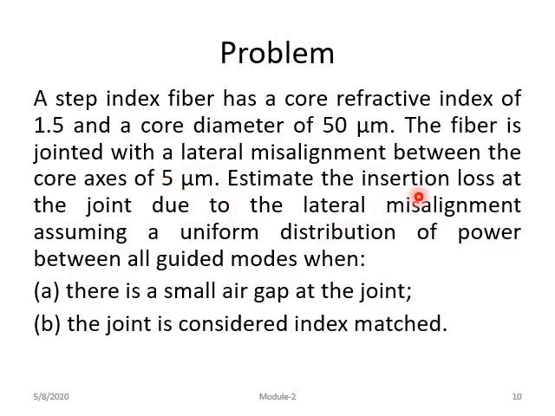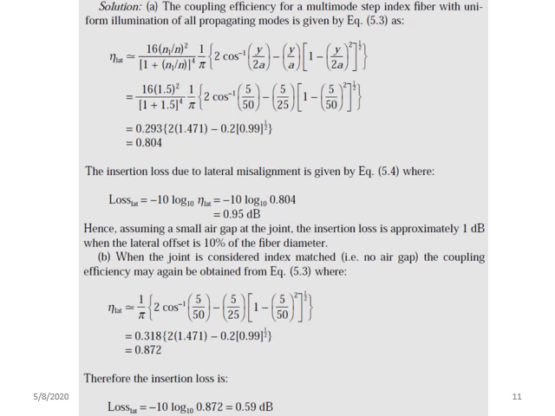I have to calculate the insertion loss at the joint due to the lateral misalignment, assuming a uniform distribution of power between all the guided modes, when there is a small air gap at the joint, and when it is index matched. So I have to calculate the insertion loss two times. One is with the air gap, n equal to 1, and the other is with the joint index matched, that is n equal to n1. That is the condition. Let us see how to solve this.